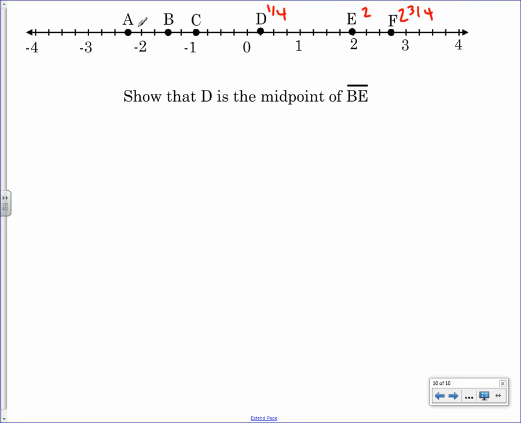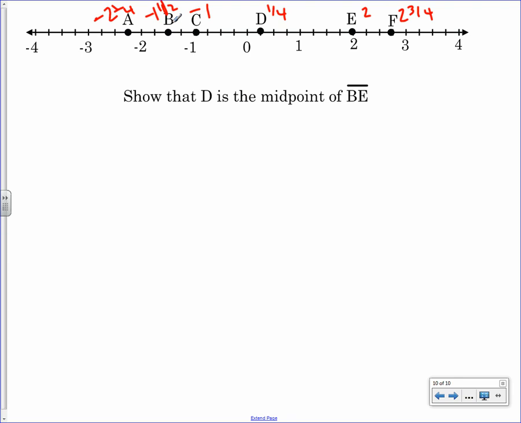Okay. So where's the C? -1. Where's the B? -1 and 1/2. Maybe -1 1/2. And where's the A? -2 and 1/4. Excellent. Just like yesterday, except it was fourths instead of thirds, right?